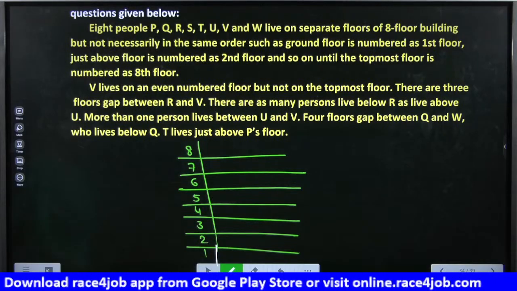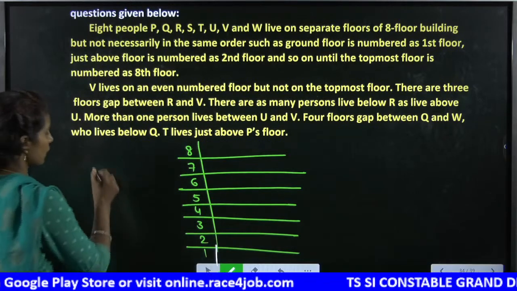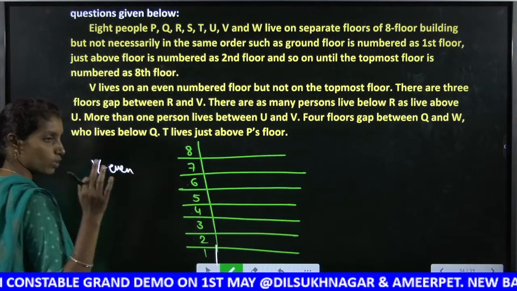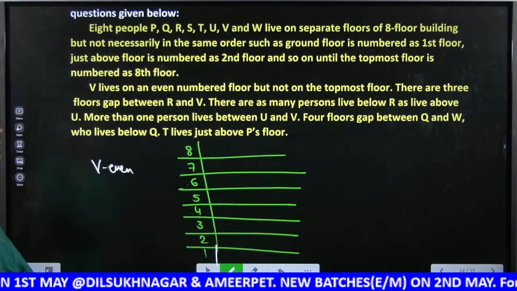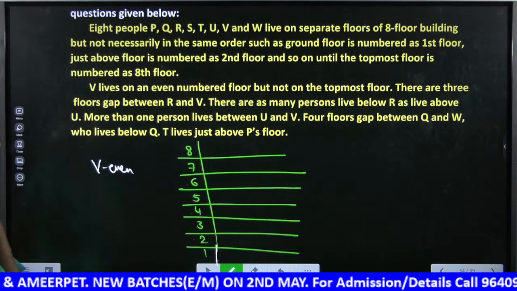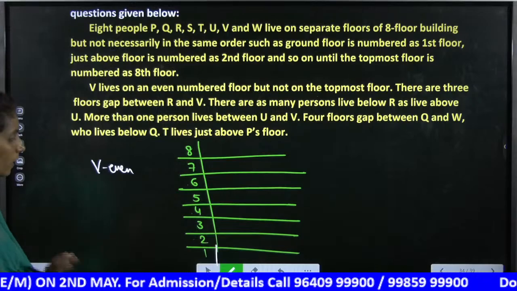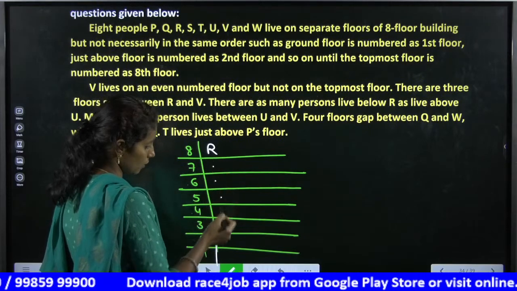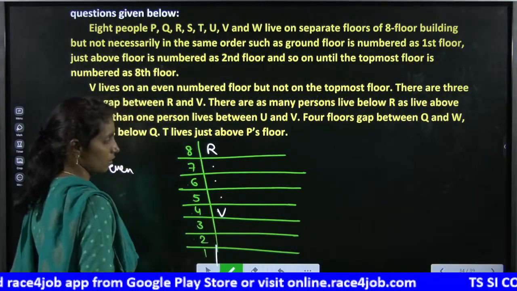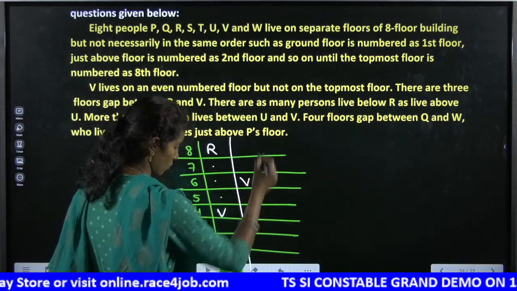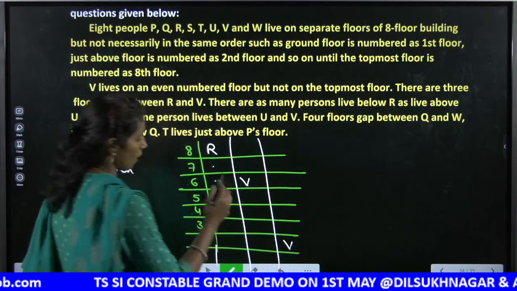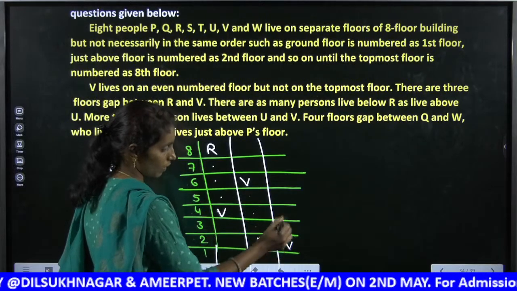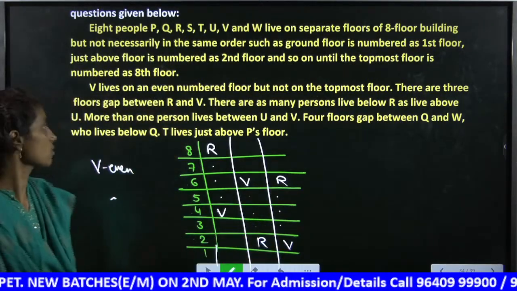V lives on an even-numbered floor, but not on the topmost floor. It may be 6, 4, 2, we have 3 more; you can consider any one. There are 3 floors gap between R and V. In between R and V we have a 3 floors gap. Okay, we consider R here, 1 2 3 4, an even number, right? Okay, I consider V here. Between R and V there should be 3 floors, right? 1 2 3 R, 1 2 3 R, there are 3 possibilities.